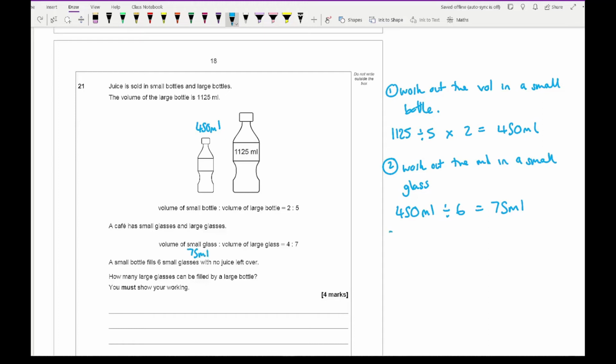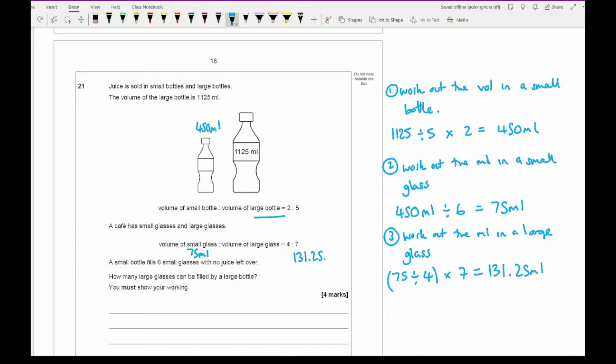Now the third part, what I then need to do is work out the millilitres in a large glass. Well, if 75 is 4 parts, I divide that by 4, and a large glass is 7 parts, so I multiply the answer by 7. I get the answer of 131.25 millilitres. Now, in terms of coming up to the final question, it's how many large glasses could a large bottle fill?